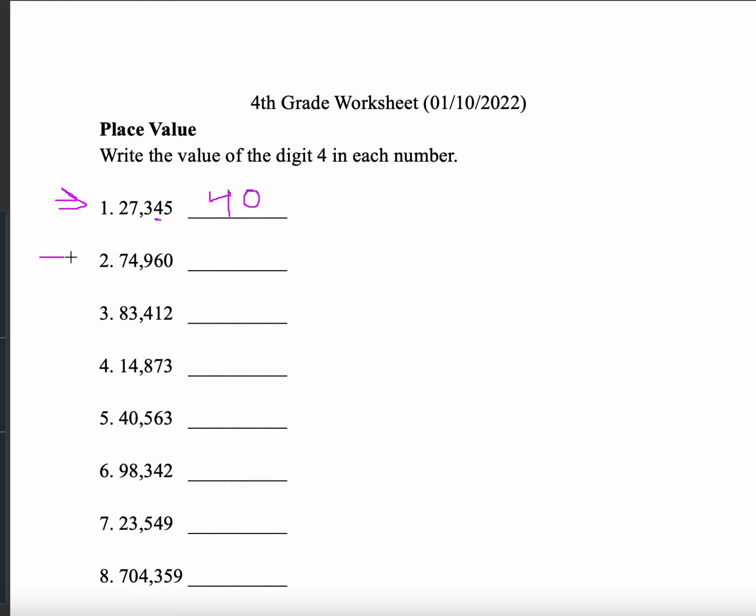Let's look at number 2. 4 is here. Okay, so this is ones, this is tens, this is hundreds, this is the thousands place. So this would be 4,000 because it's in the thousands place.